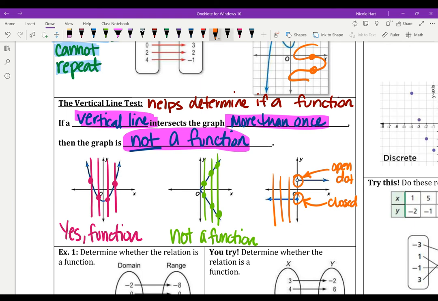So for example, let me draw a little version of that here. If I had one that was going this way and one that way. That is a no. And if you have a graph that's got like a long vertical line on it, that won't work as well. That would not make it a function. So this one is also a yes, function.